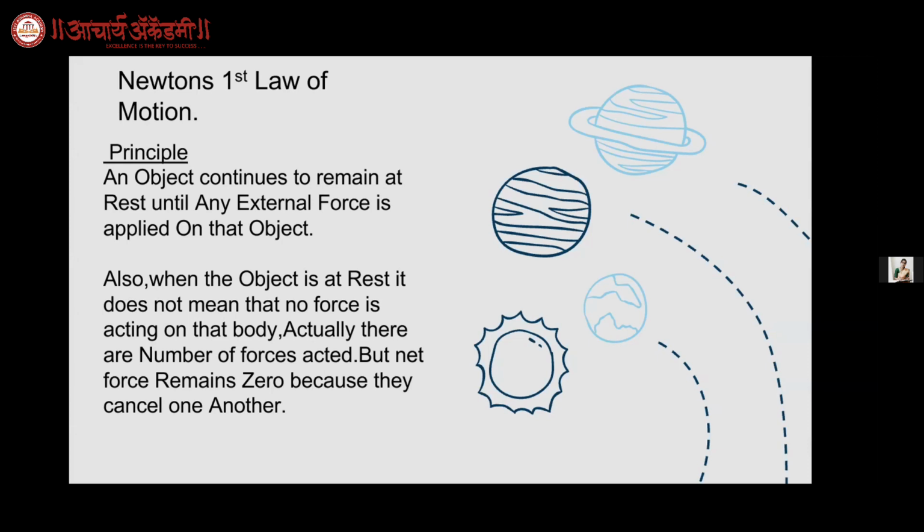A number of forces act, but the net force remains zero. Net force is nothing but the force on the left and the right side of that object. So it remains zero because they cancel one another. Like we know that if we do not eat food, there will be no digestion, and because of no digestion, there will be no excretion process. Simply, the same concept applies here with Newton's first law of motion.